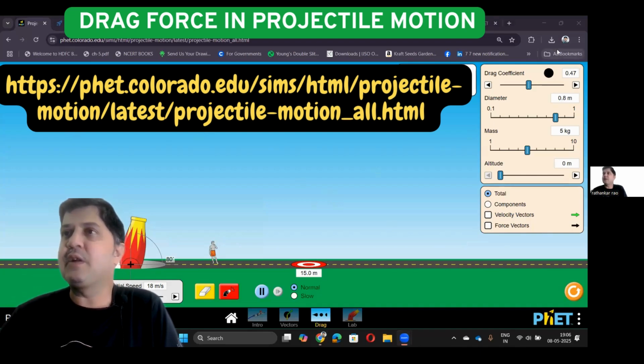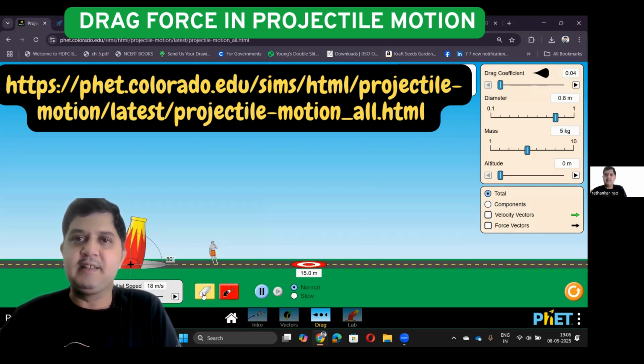In air resistance, what do we have here? We have something called a drag coefficient. You can alter this and keep the rest of them as such. I can make it lesser or I can make it more. If I make it 0, then definitely there's no air resistance. Now let me keep it at a drag coefficient of 0.04 and run this. A projectile is seen falling over here.